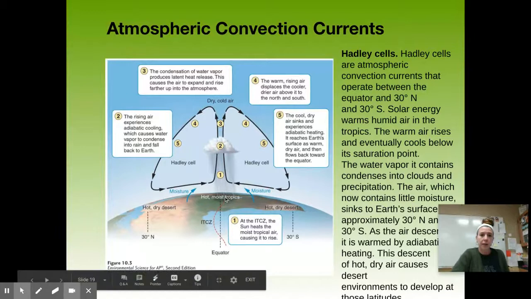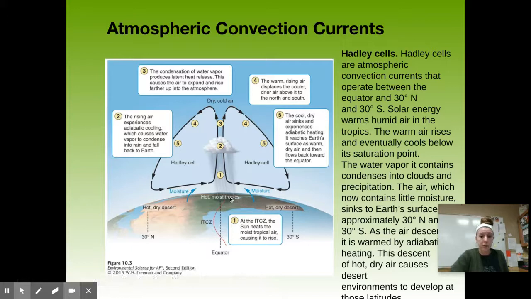So these Hadley cells are going to be where you have the hottest air, or the most effective heating that's happening on Earth, right there along the equator. This is also what is called the ITCZ, which we'll talk about here in a second.